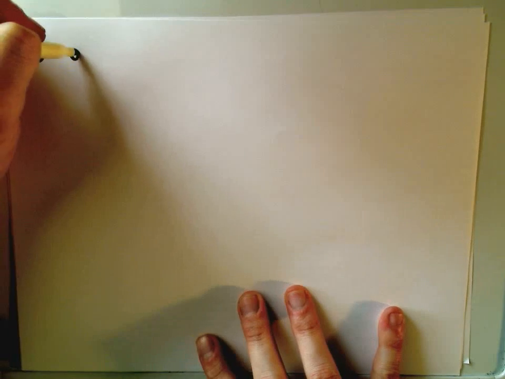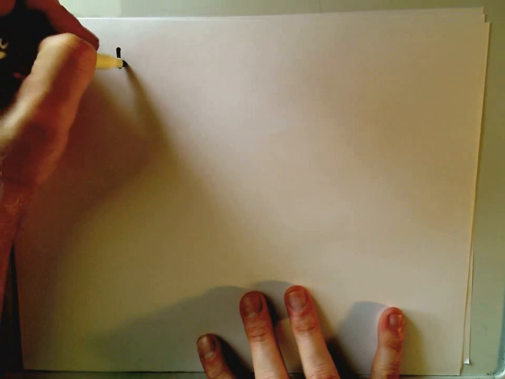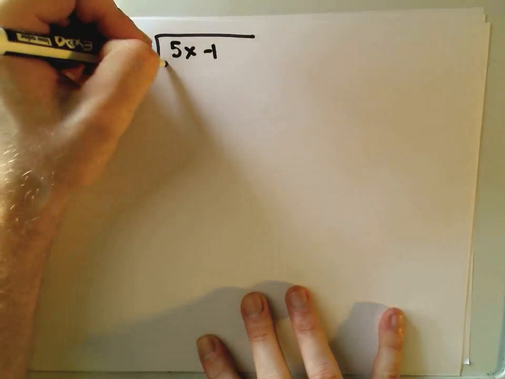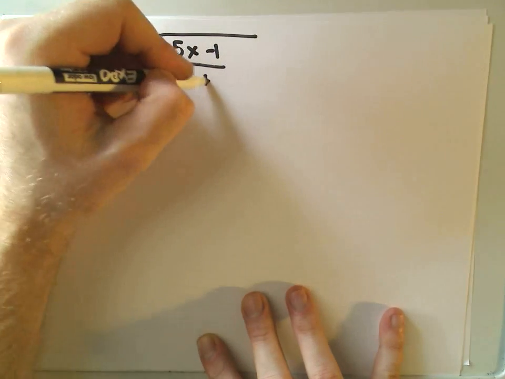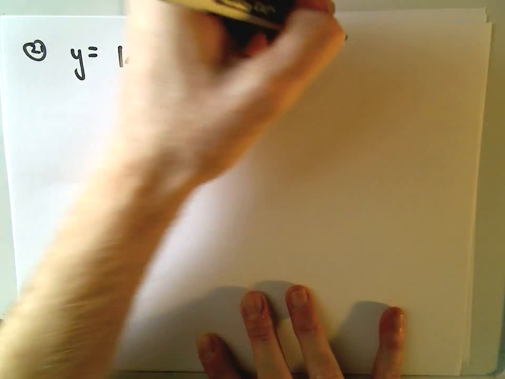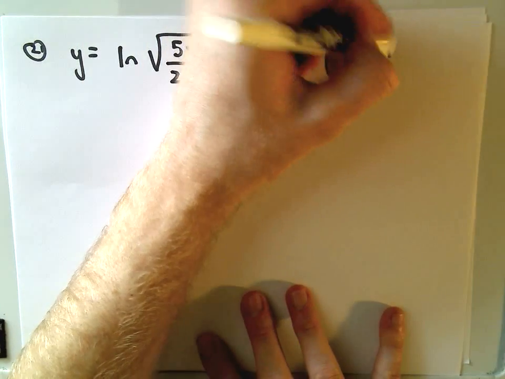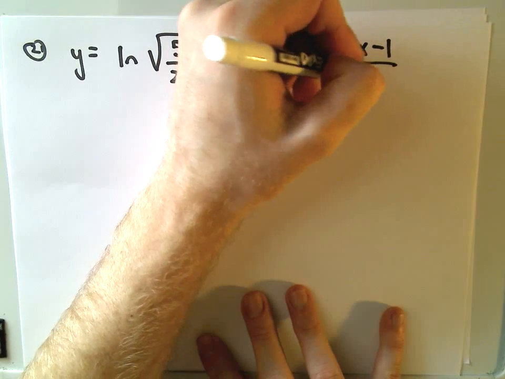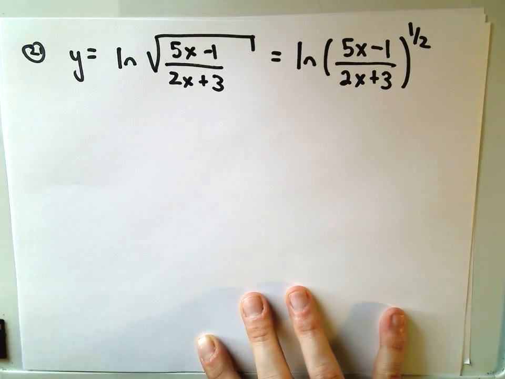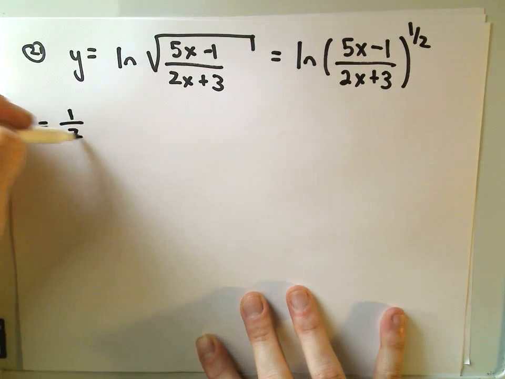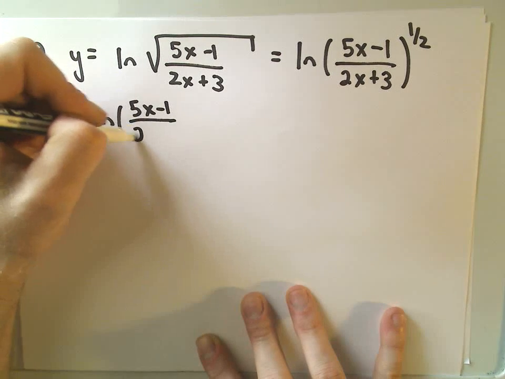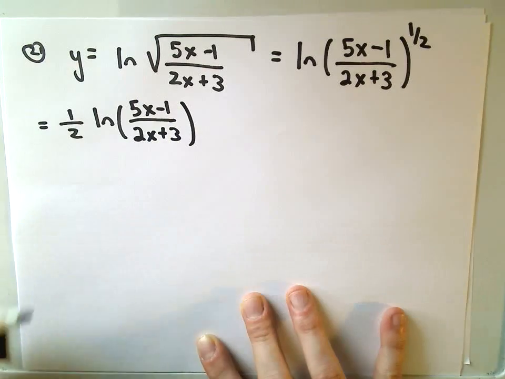Number 21, same idea. We have natural logarithm of the square root of 5x minus 1 over 2x plus 3. I'm going to break this up before I take the derivative. So ln of 5x minus 1 over 2x plus 3, and this is all to the 1/2 power. Well, I can pull the 1/2 out front and then have the natural logarithm of the 5x minus 1 over 2x plus 3 hanging out.